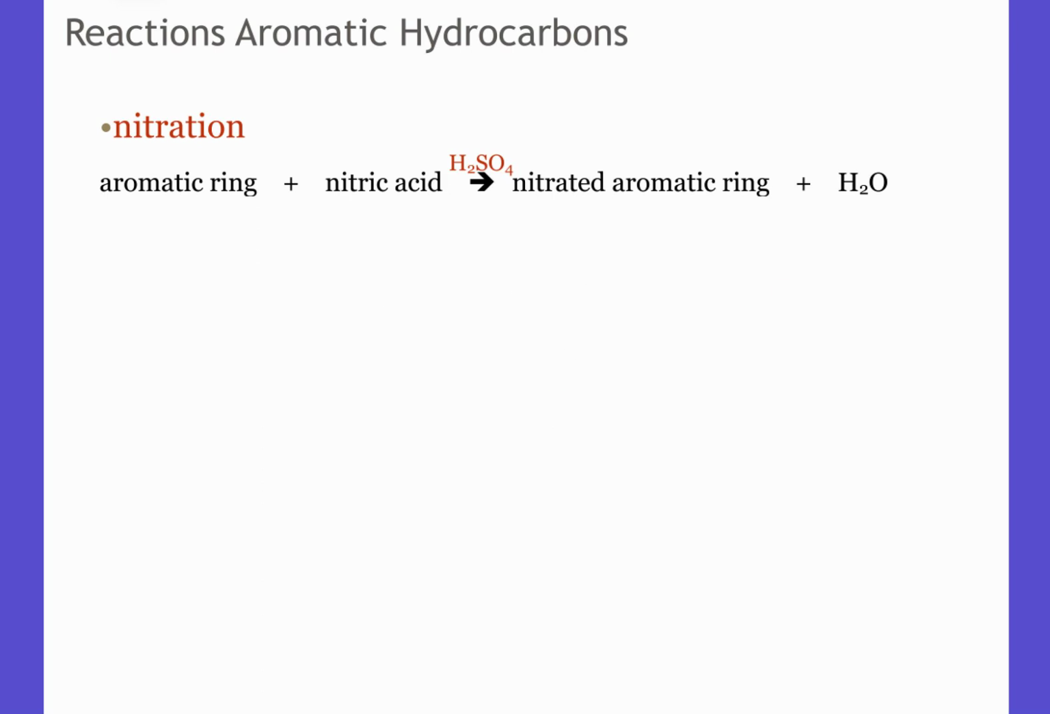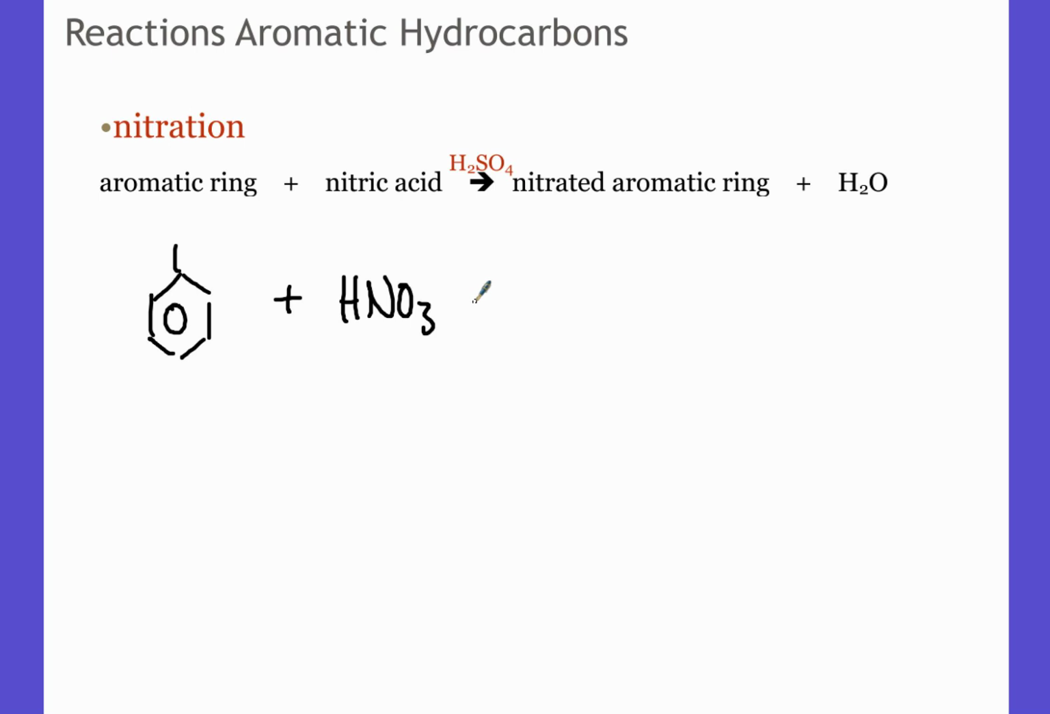Nitration, again, go back to a simple benzene ring here because I don't want to make this too crazy. Or maybe I will make this one have the toluene because this one I can actually name. So I have an aromatic ring here, toluene, and I have nitric acid.